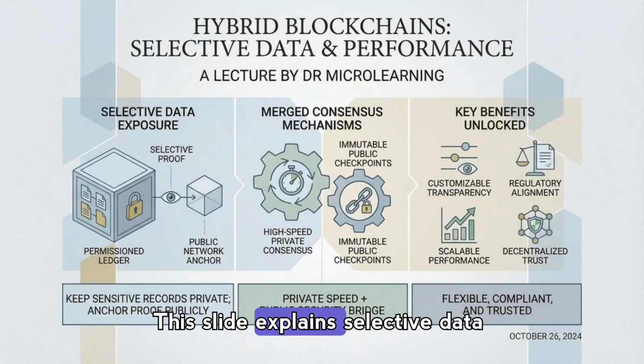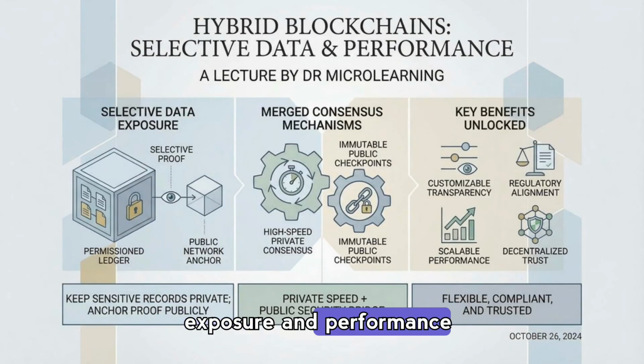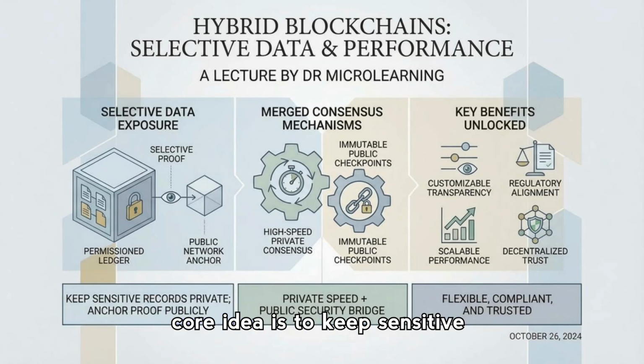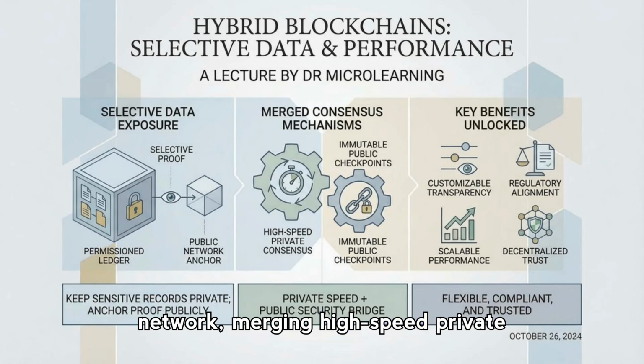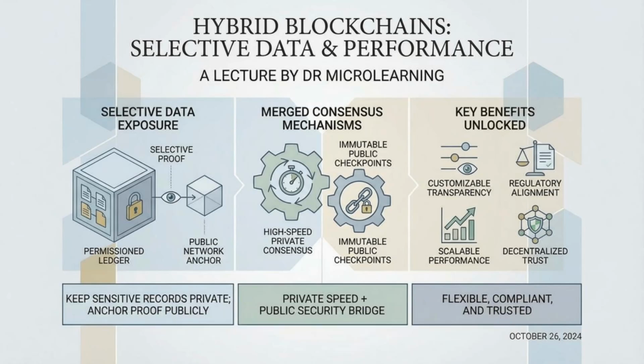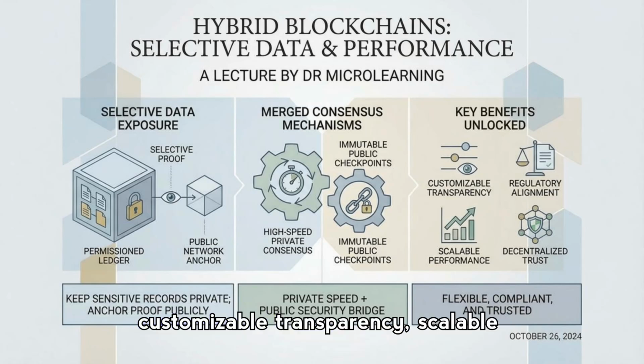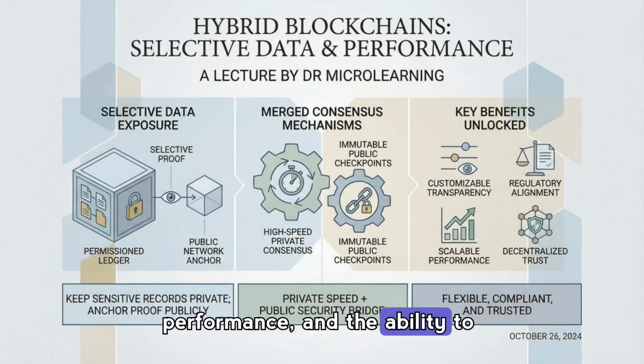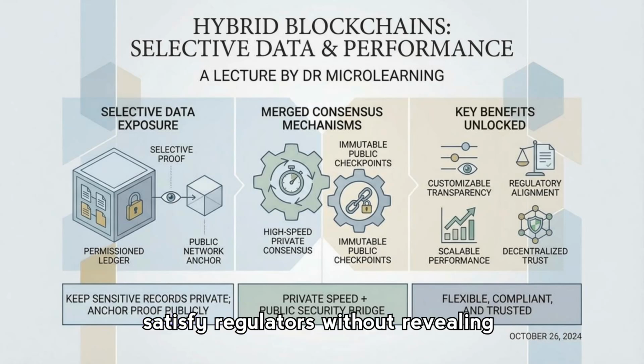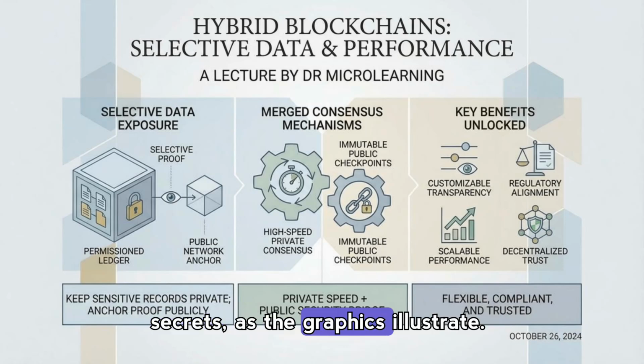This slide explains selective data exposure and performance trade-offs in hybrid designs. The core idea is to keep sensitive records on a permissioned ledger while anchoring proofs to a public network, merging high-speed private consensus with immutable public checkpoints. The result is customizable transparency, scalable performance, and the ability to satisfy regulators without revealing secrets, as the graphics illustrate.